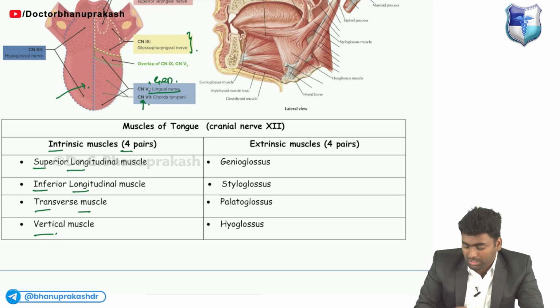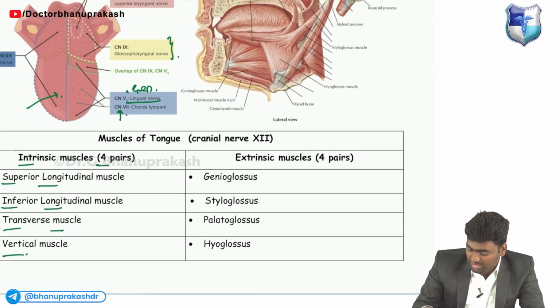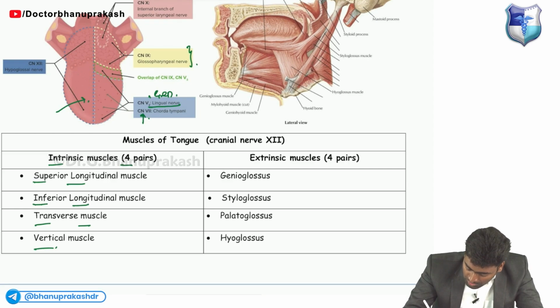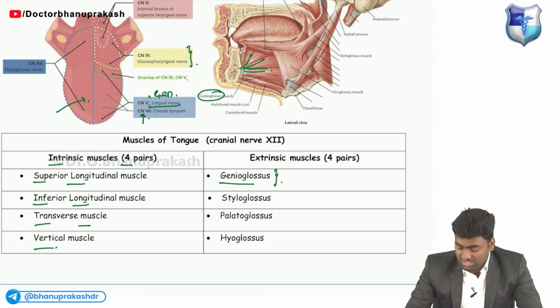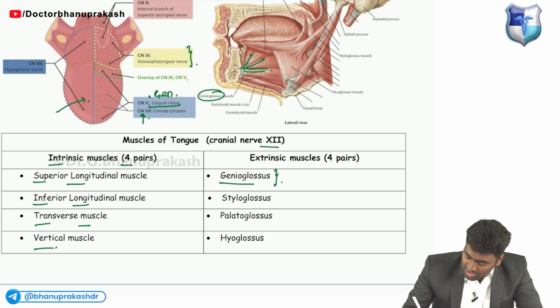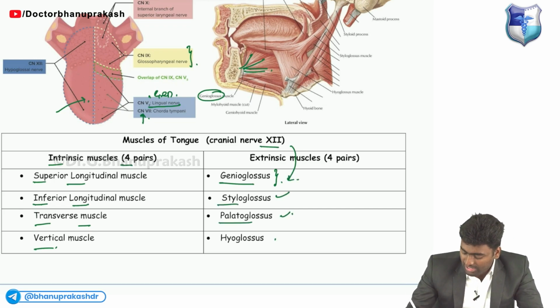If you are unable to remember, just remember the extrinsic muscles. Among them, remember the fan-shaped muscle, the genioglossus. This genioglossus, the fan-shaped muscle, is supplied by the 12th cranial nerve. Remember, there are 2 more muscles: styloglossus, palatoglossus, and hyoglossus.